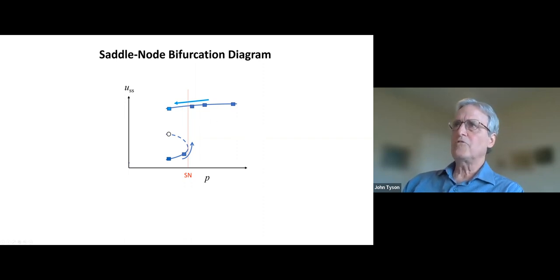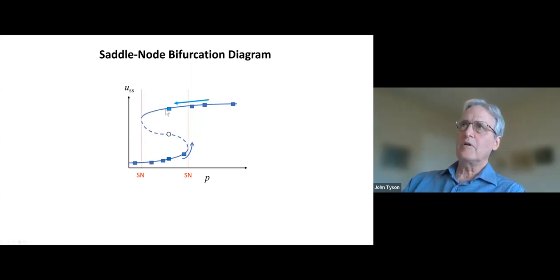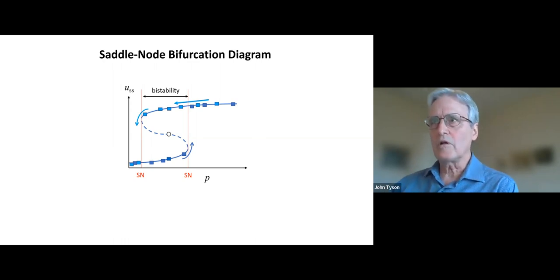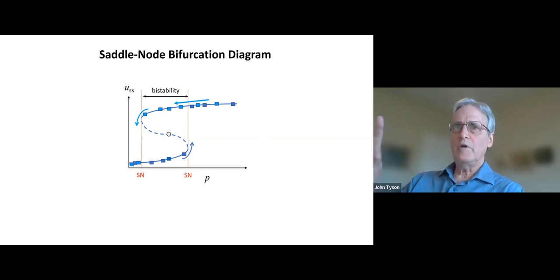Now let's ask what happens if P decreases. Then it can happen that the upper steady state coalesces with the locus of saddle points at a second saddle node bifurcation, and the upper steady state disappears. In that case, if we were to decrease P further, the system would be able to switch back from the upper stable steady state back to the lower steady state. And between the two saddle node bifurcations, we have a region of bistability.